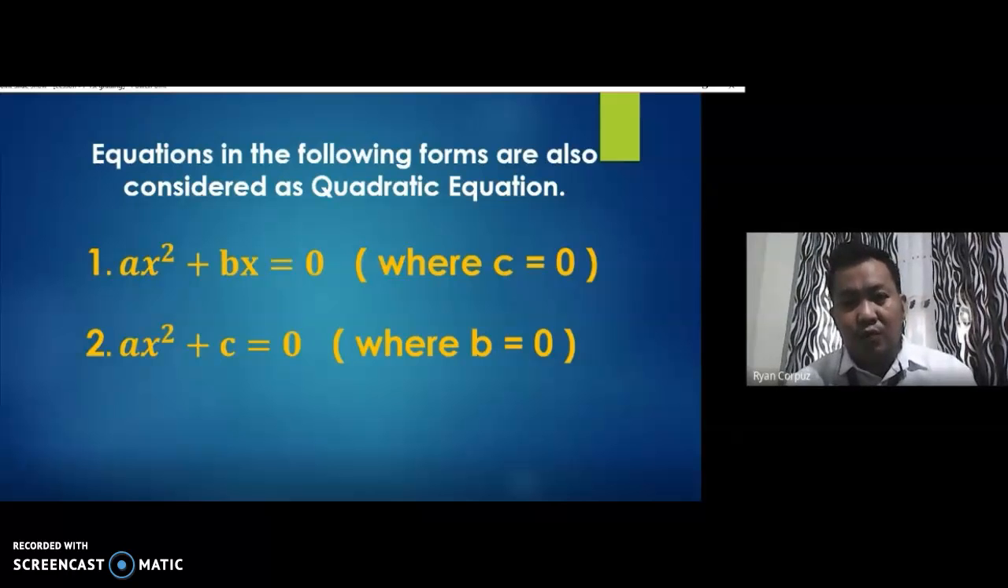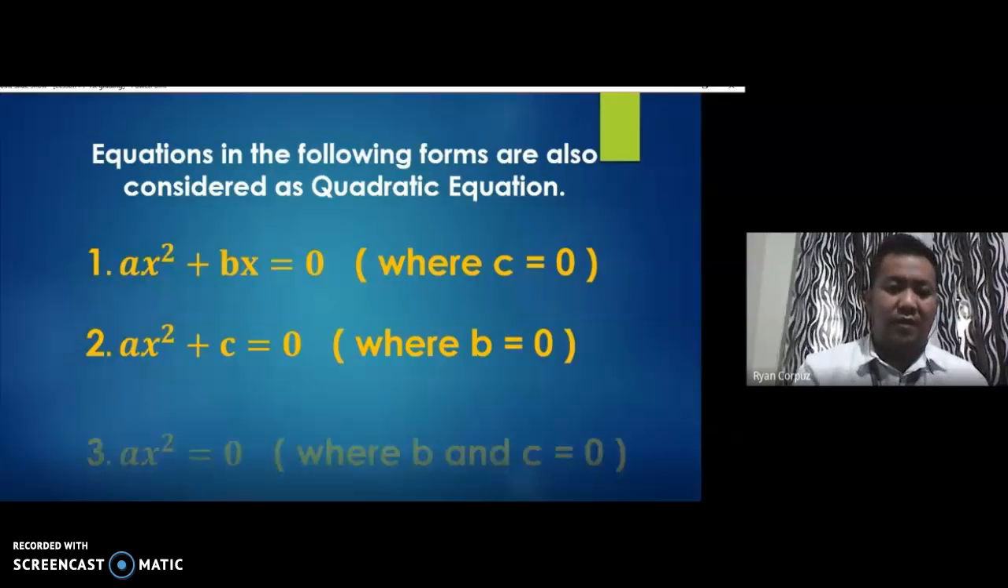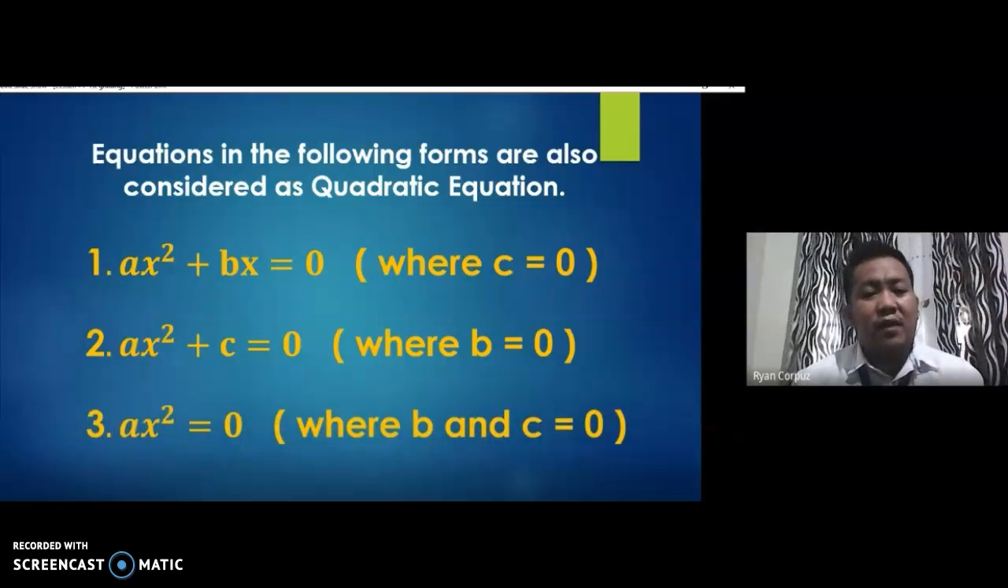In the second equation, b is equal to 0. So this time you do not have a linear term. But even though you do not have a linear term, as long as the quadratic term is there, we can still consider that as a quadratic equation. The third one is ax squared is equal to 0.